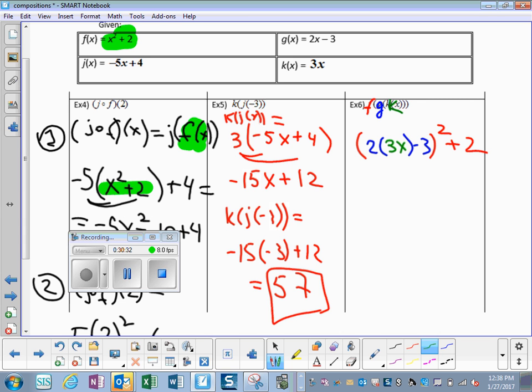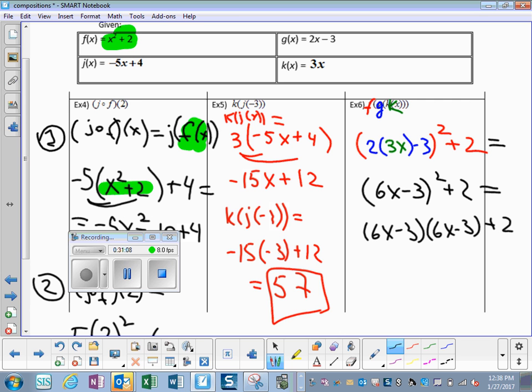Now, all I need to do is simplify this, right? So how do I simplify this? Well, first I'll figure out what's inside this parenthesis. I'm using my PEMDAS, whatever you learned, right? Order of operations. What's inside this first parenthesis? 2 times 3x is 6x minus 3. Right? Simplifying. And now how do I simplify these? What do I do with this square? I FOIL it. So this is 6x minus 3 multiplied by itself and then plus 2.